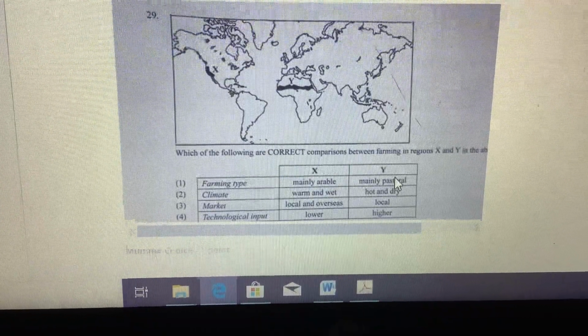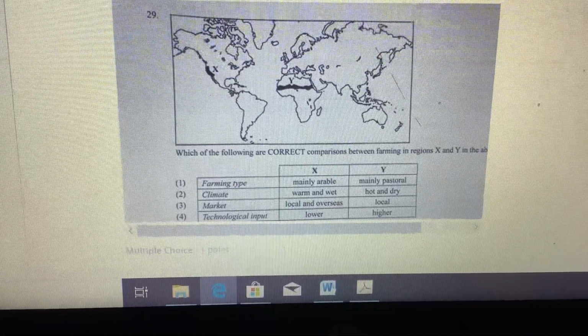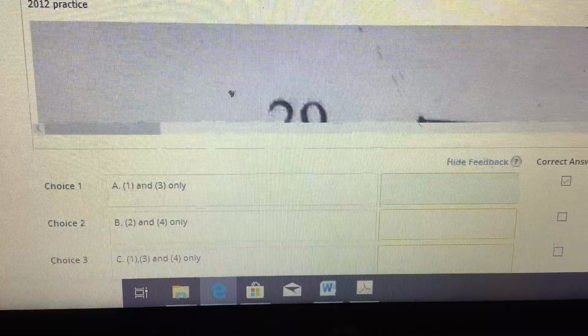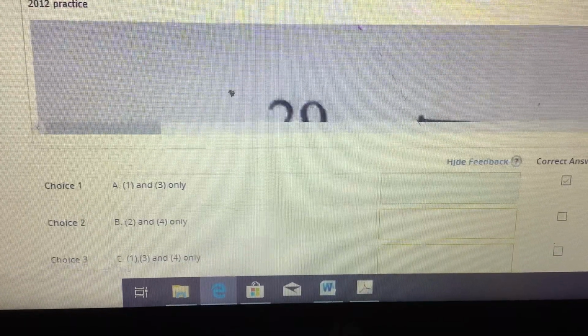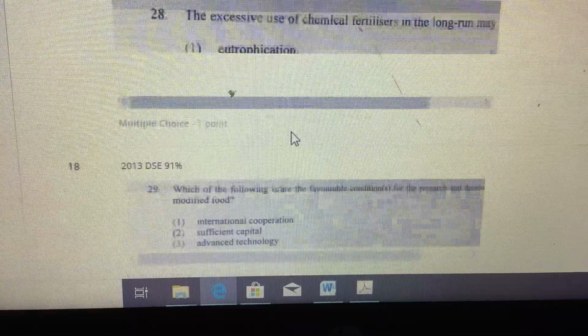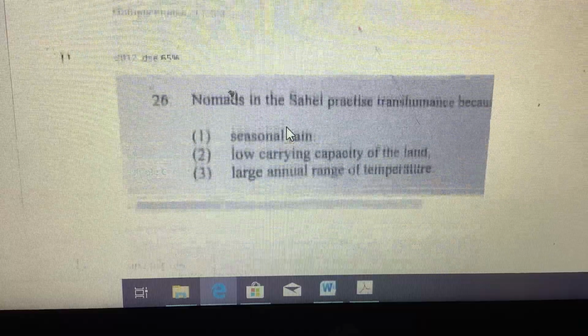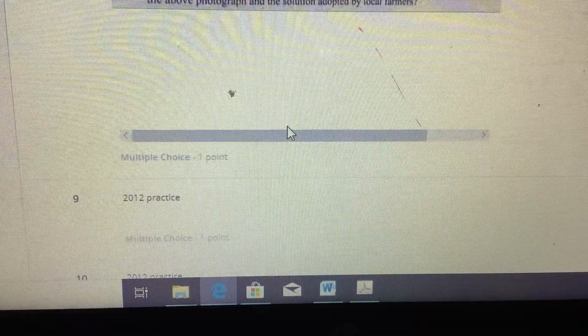So accordingly, number 1 and number 3 should be the option. It's actually unlikely to go wrong, but let me help you check. You can see A is right. Next one. Where is it? Come on, be quick.